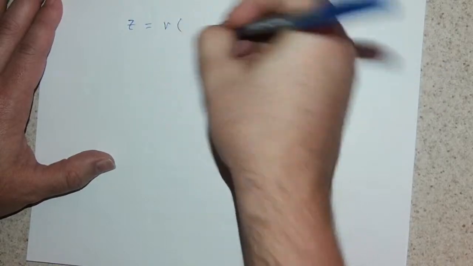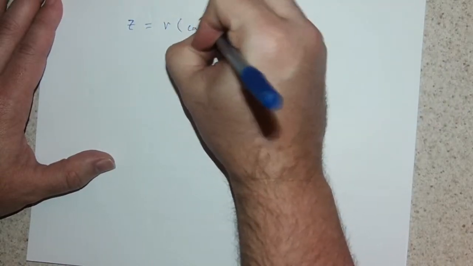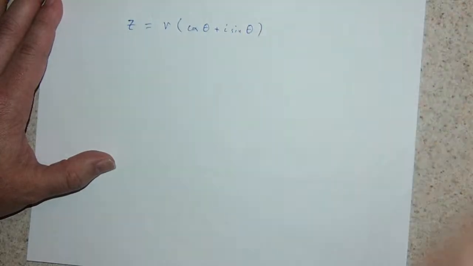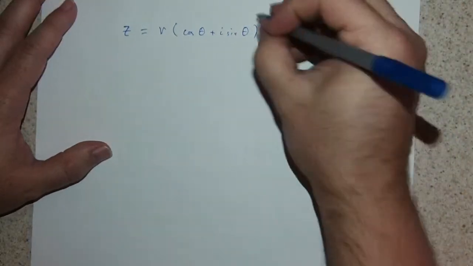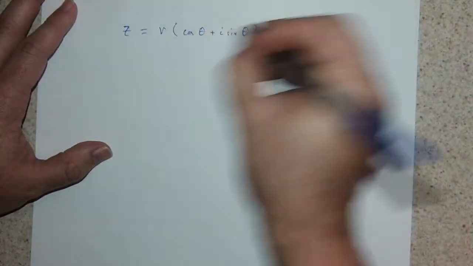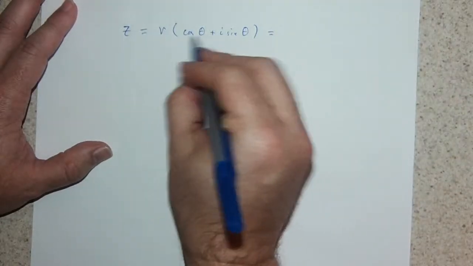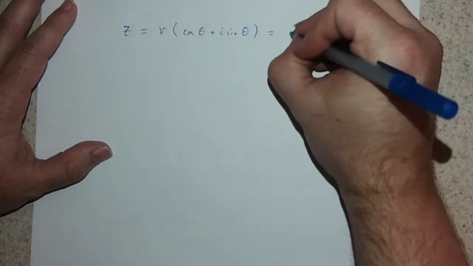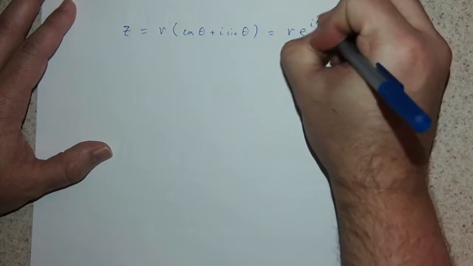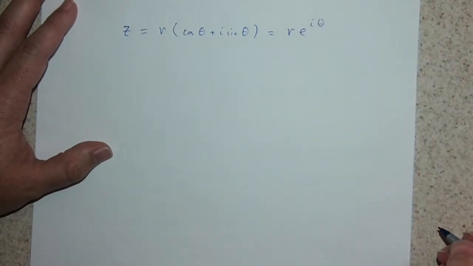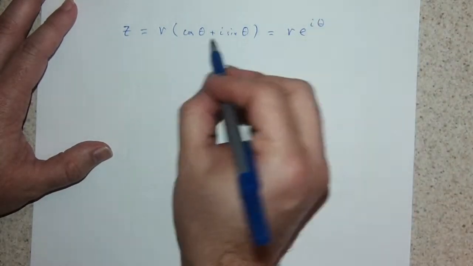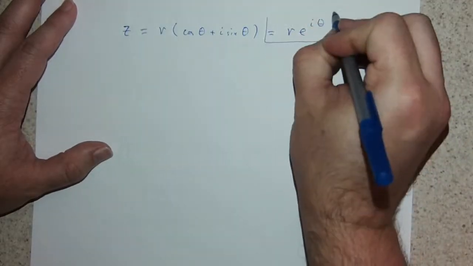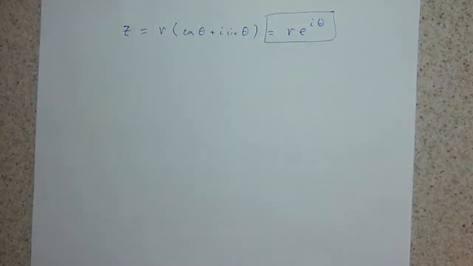I've written it as r cosine theta plus I sine theta, but I can use this fact that this quantity here I just showed via Euler's formula is e to the I theta, so this is r e to the I theta. Okay, so this is polar form, this is exponential form, they're really the same thing here, and this is going to be very, very important for us.